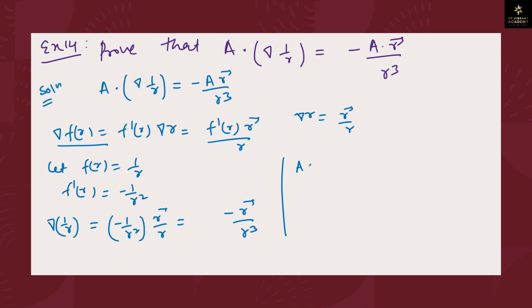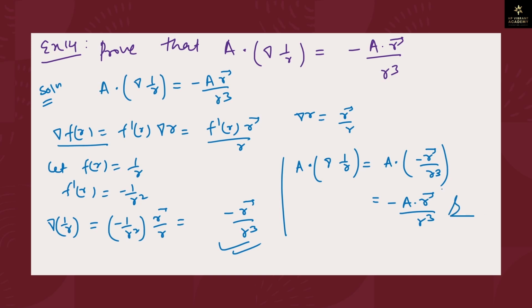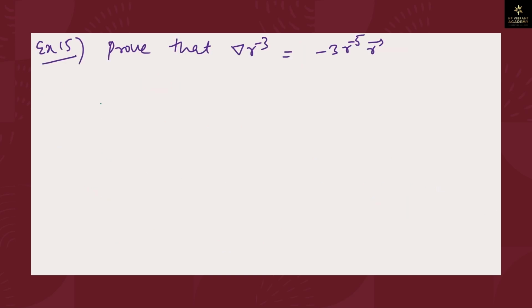So A dot del 1 upon r is equal to A dot, minus r vector upon r cube. So this is equal to minus A dot r vector upon r cube. Answer. Let us discuss question number 15. How we can solve this? Similarly, we have del of f of r is equal to f dash r into del of r. So del of r is r vector upon r, so this is f dash r into r vector upon r.